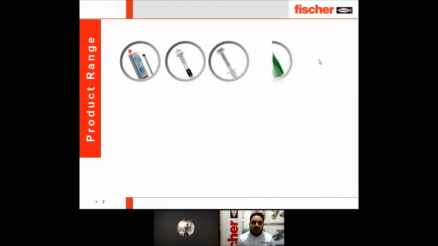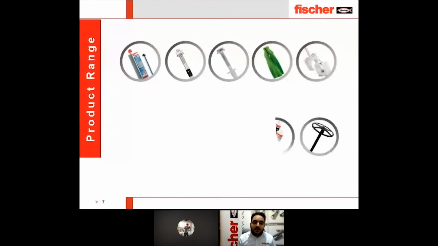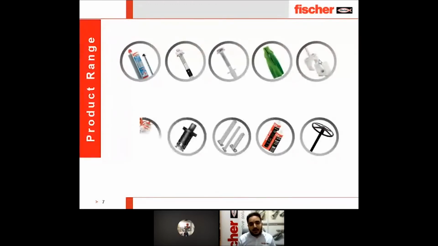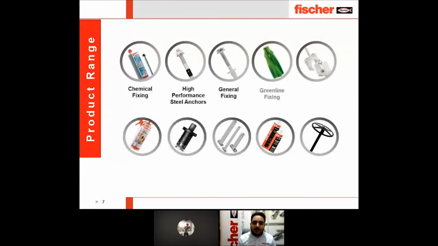As you know, Fischer also has a wide range of products. One of them is the chemical anchor, the mechanical anchor, also the nylon plug anchor, also the green fixing for green buildings, and the ACT, the advanced facade system for stone, and the installation system, which we are talking about today in detail, the fire stop, and also the insulation fixing.